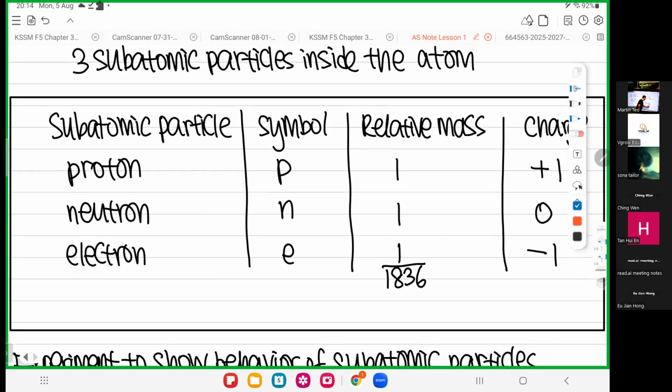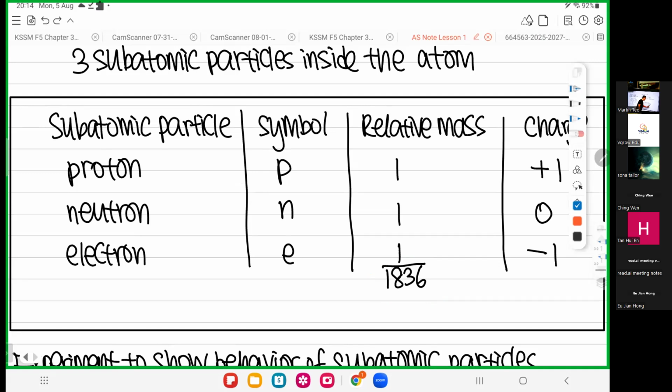Electron is very, very light. You need about 1,836 electrons for the mass to be equivalent to 1 proton and 1 neutron. So electron is super duper light.